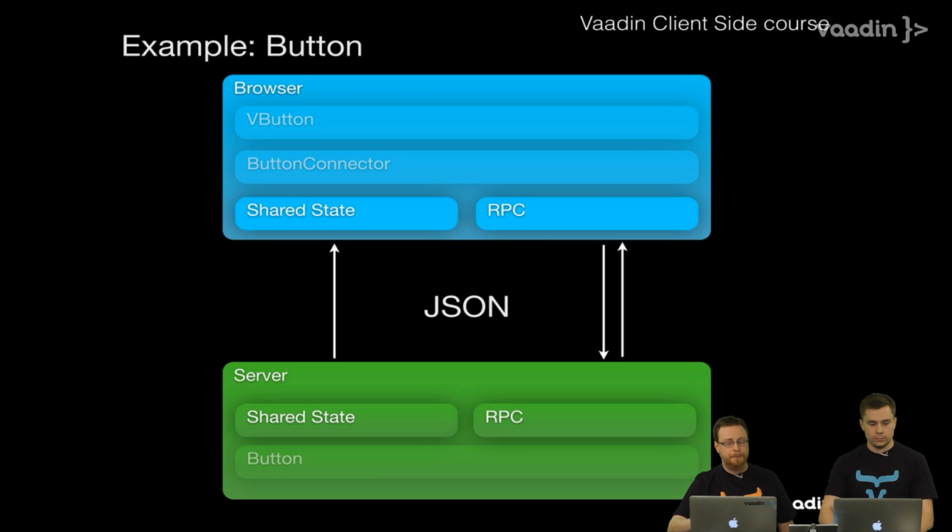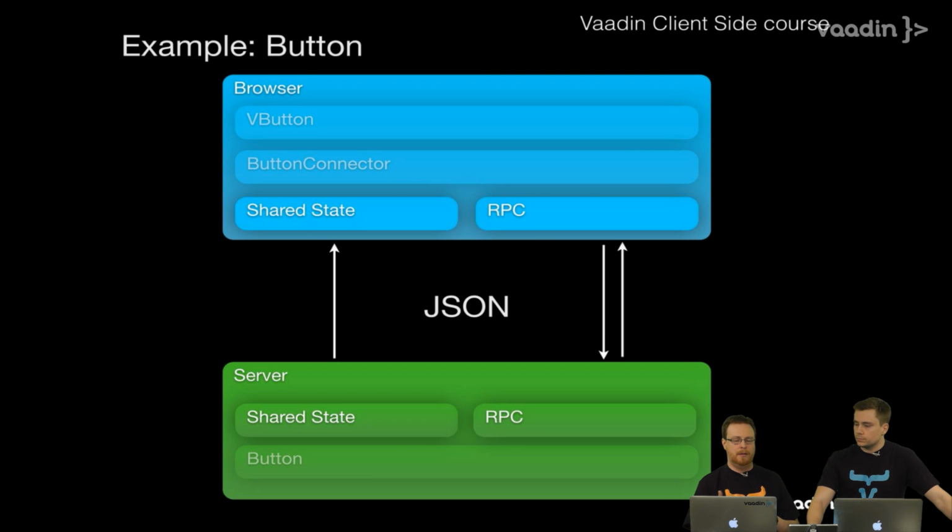On the server side, we have the Button class, and the Button class also has a shared state and then some RPC methods. On the browser side, we have a VButton class, and there's a button connector, and there's the shared state and RPC calls as well. So the course in this section covers how these different classes relate to each other. What's the responsibility of which one? Which should you use in which situation?